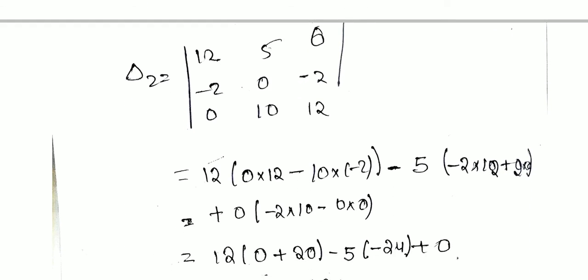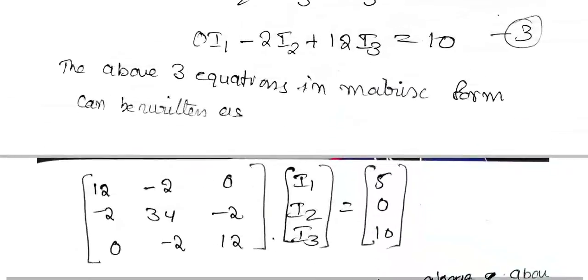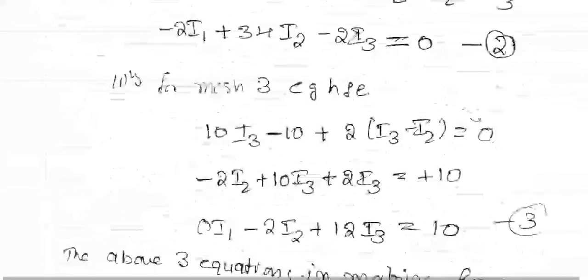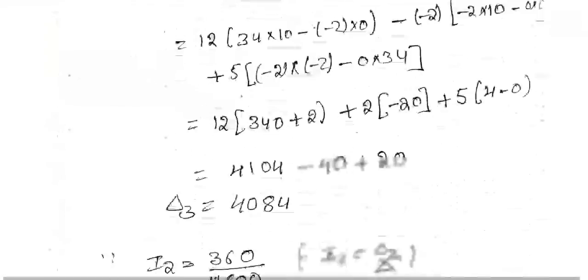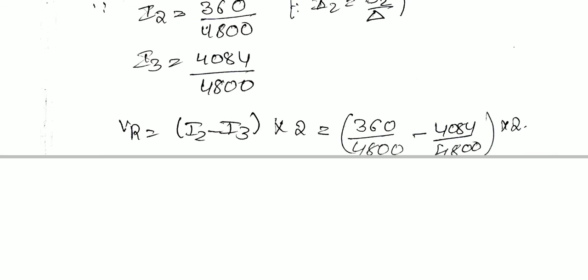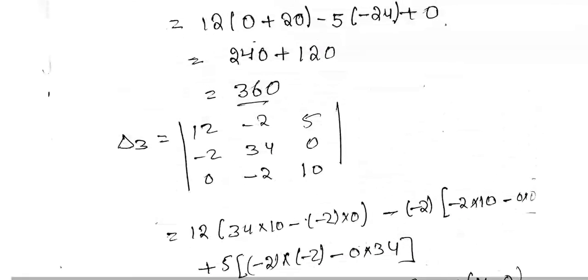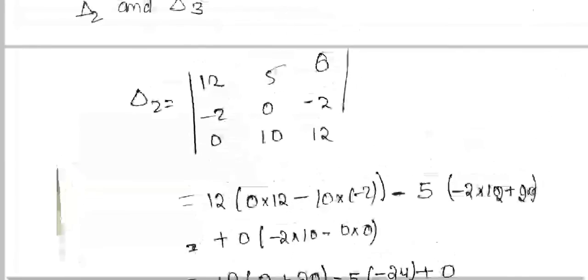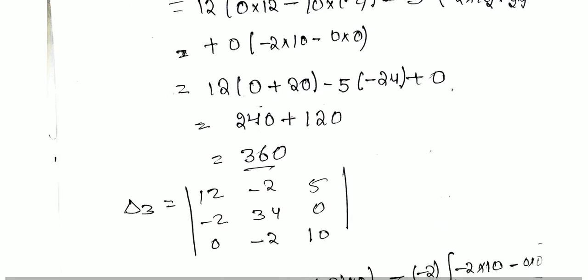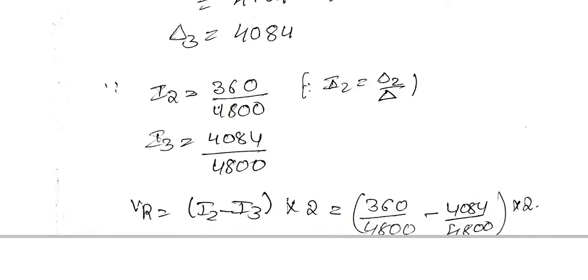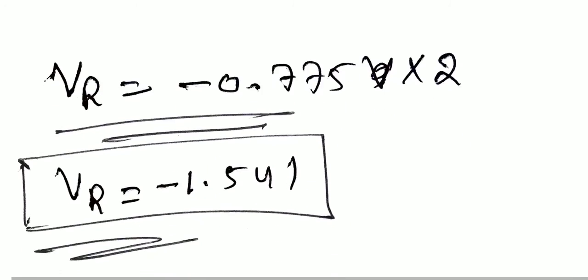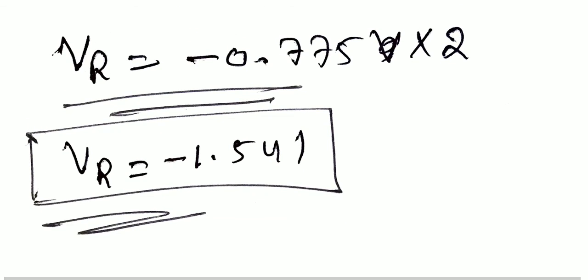In the given question, only I2 and I3 are required. So delta 2 and delta 3 will be calculated, and after calculating I2 and I3, if I put these in the equation, we'll get VR. Okay, thank you.